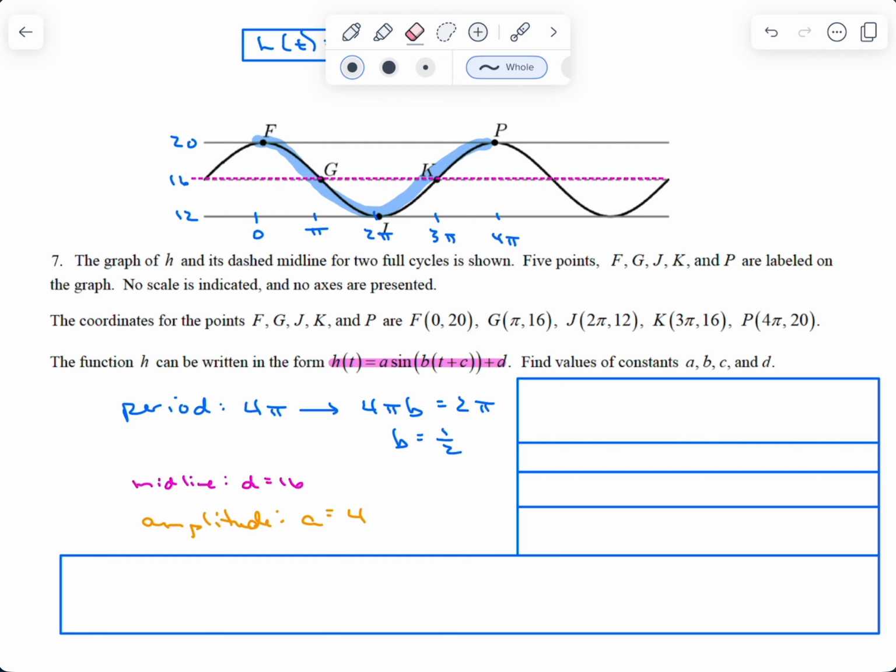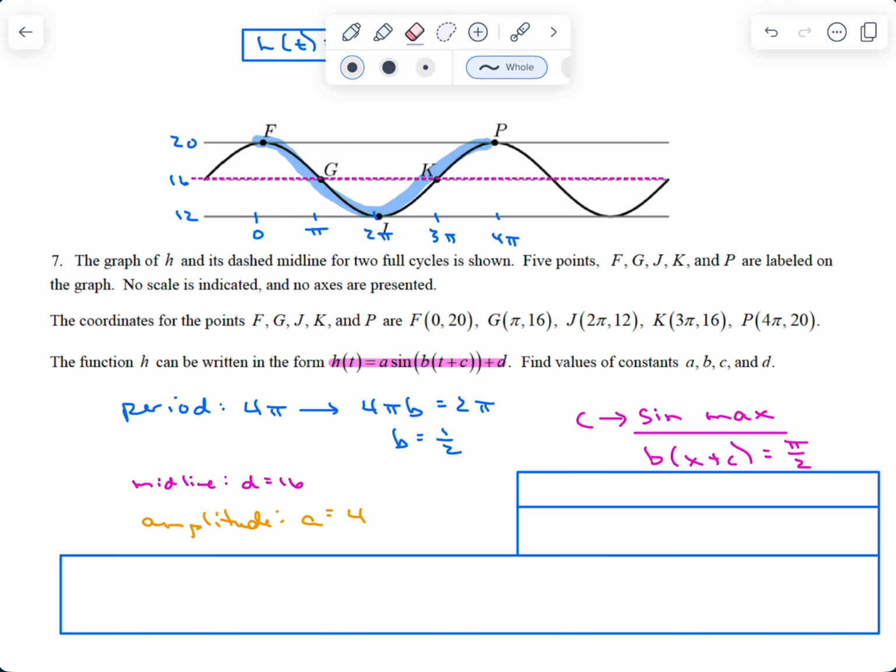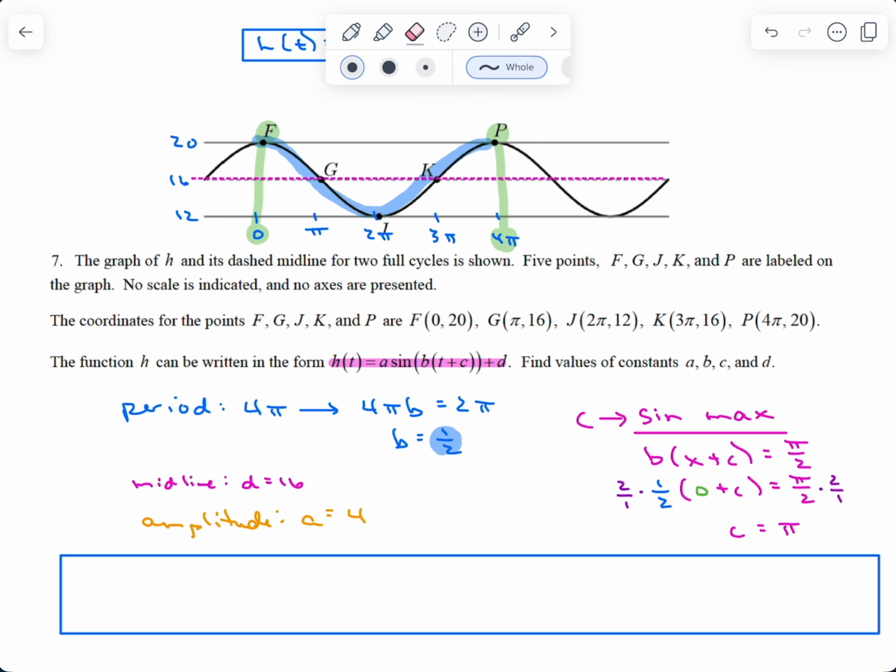Now let's try to figure out what my C value or phase shift is. For my phase shift, I'm going to start with the normal equation again. B times x plus C equals pi over 2. For B, I'm going to plug in the 1/2. And then for my x value, again, I get the options of plugging in 0 from the maximum here or 4 pi from the maximum at P. I chose 0 again. I multiply both sides by 2 over 1, which leaves me with C is equal to pi.